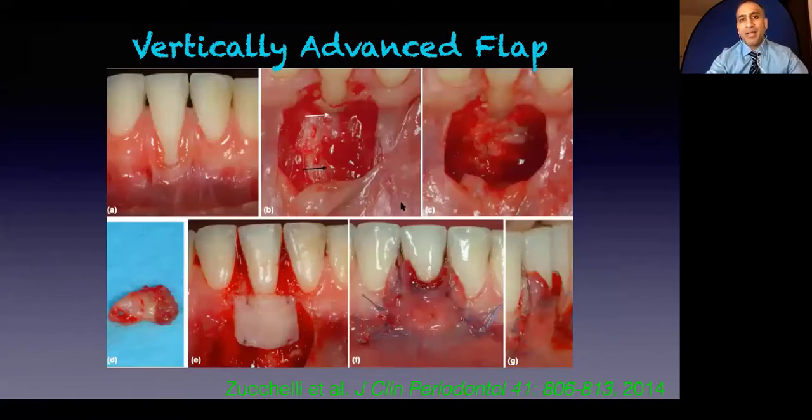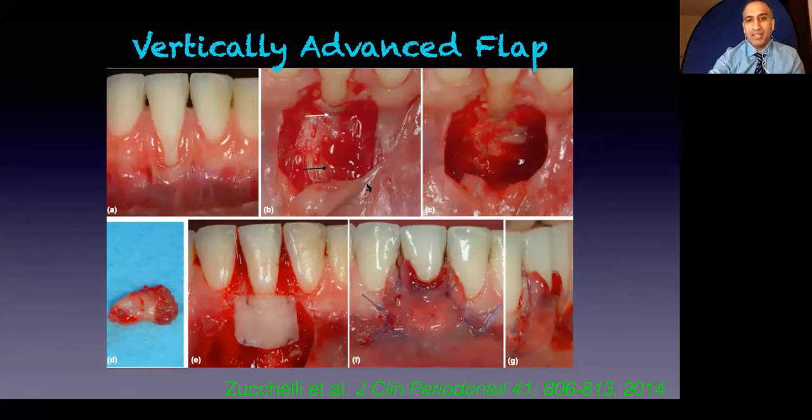Then another technique, the vertically advanced flap by Zucchelli and colleagues, essentially looks at taking a recession like this, which is about 3 to 4 millimeters, and rather than doing just a coronally advanced flap, they actually remove the labial submucosal tissue to try to, as they call it, vertically advance the flap and increase the vestibular depth. Again, Harris's paper looked at not disturbing the vestibule.